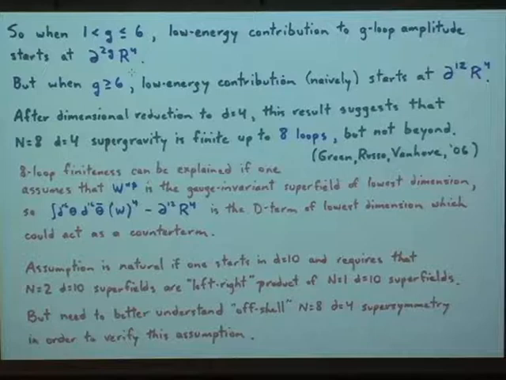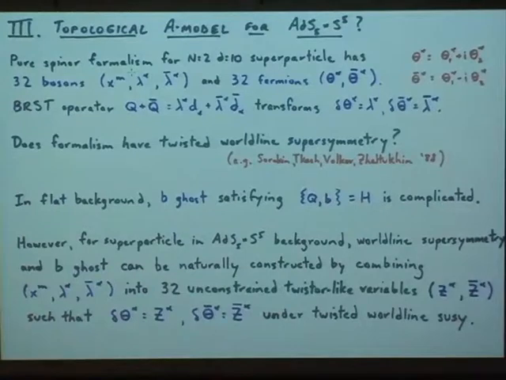Okay, so let me now go to my second application, which is related to these topological A model for AdS5 times S5, and I put the question mark here because this is only understood at the moment for the superparticle. Okay, so let me just start with pure spinor formalism now for the N equals 2, D equals 10 superparticle. So this is the ground state of the type IIB superstring.